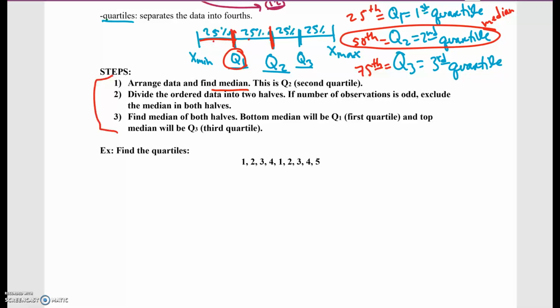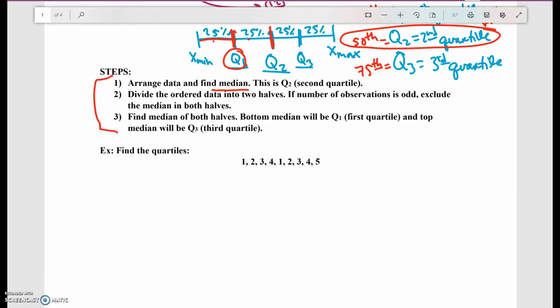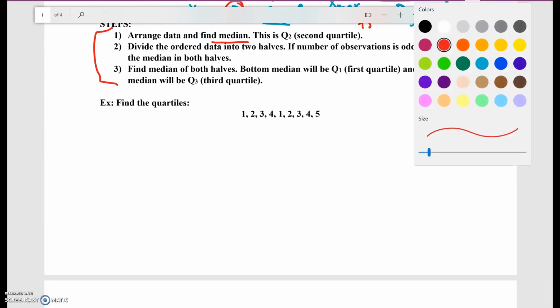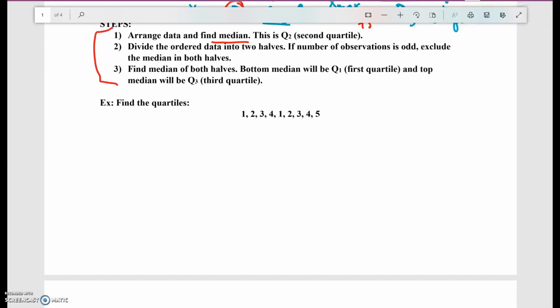So let me do an example because this seems a little weird. This says we want to find the quartiles given this data. The first thing we want to do is arrange the data. So let me go ahead and arrange it. The first one is going to be a 1, then another 1, then a 2, another 2, then two 3s, two 4s, and a 5.